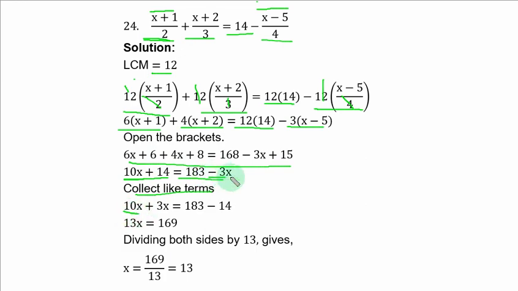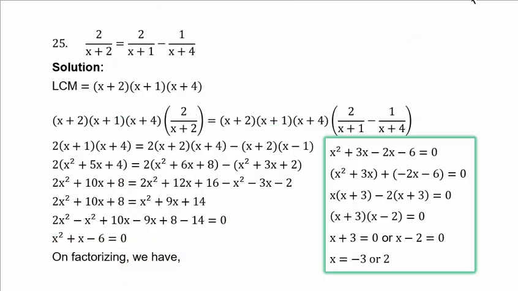If you transfer minus 3s, it becomes plus 3s. 183 is here, you transfer plus 14, it becomes minus 14. And after addition and subtraction, you have 13s equals 169. To get s, divide both sides by 13. When you do that, s is equal to 13.